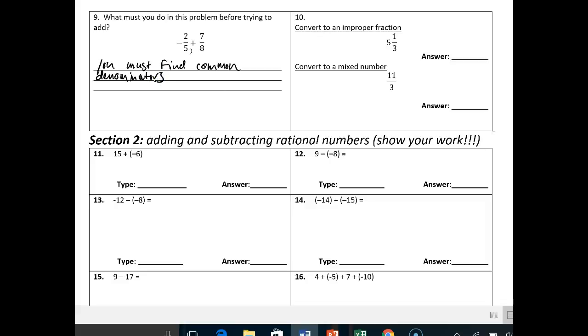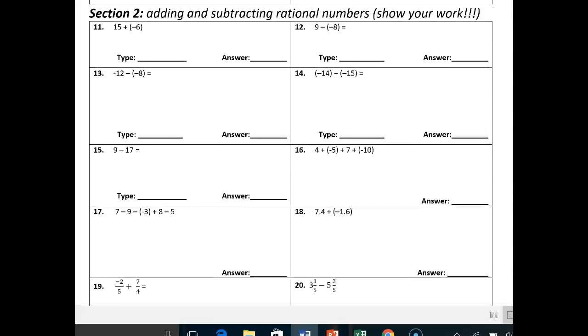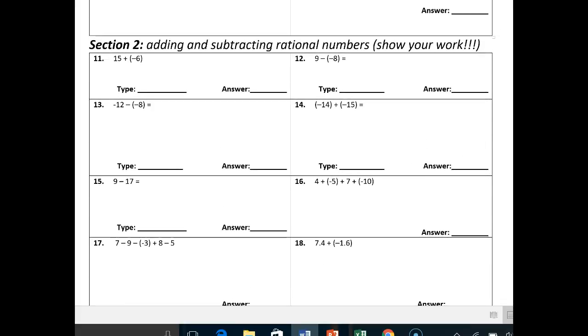All right. Number 10 should be very straightforward. Convert that to an improper fraction, convert this to a mixed number. And then on 11 through 20, basically you just have problems here. Tell me the type and then give me the answer.